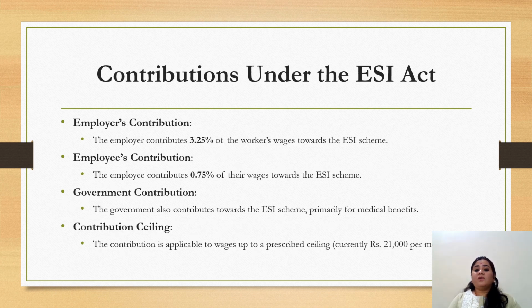Now we have the contribution under the ESI Act. So employer contribution is approximately 3.25% of wages. Employee contribution is 0.75% of wages. Government contribution means it covers certain expenses, primarily medical, and the contribution ceiling means contribution is applied to wages up to only 21,000, not above it. There are few exceptions which we have already learned in the previous slide. So in this we can say it basically simplifies how funds are collected to sustain the ESI scheme.